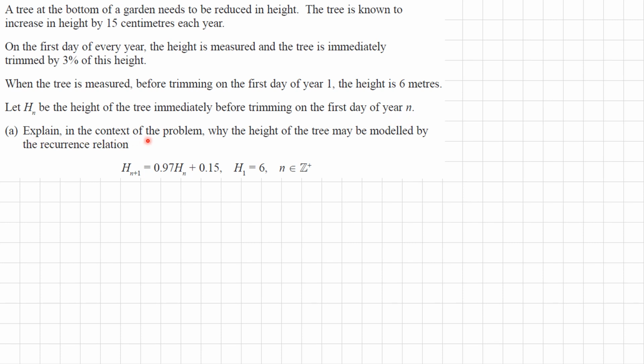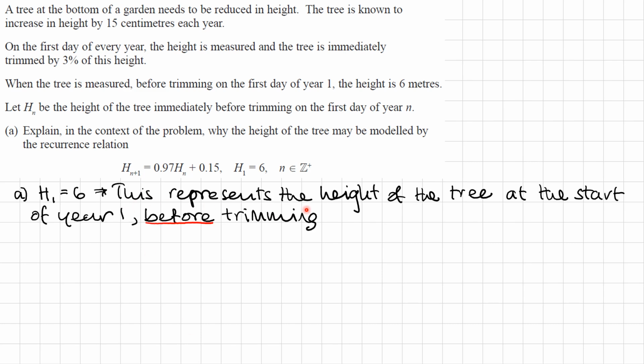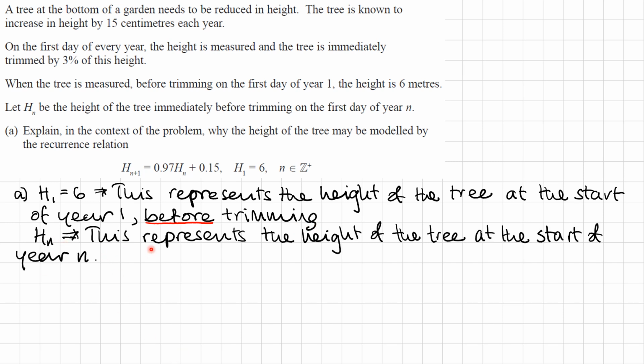Part A, explain in the context of the problem why the height of the tree may be modelled by the recurrence relation Hn+1 = 0.97Hn + 0.15, where H1 is 6 and n is in the set of positive integers. So let's start by explaining what H1 equals 6 means. This represents the height of the tree at the start of year 1 before trimming. Next, Hn represents the height of the tree at the start of year n.